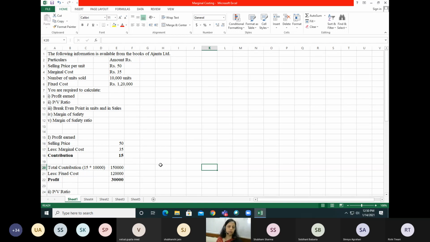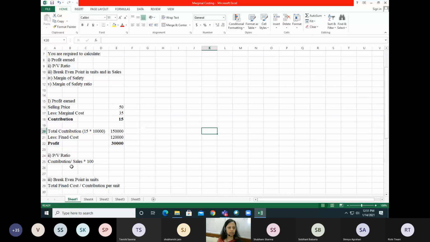Yes, ma'am. Now tell me the formula of PV ratio. Contribution upon sales. Correct. Contribution upon sales into 100. So here rupees 15 is contribution and 50 is the selling price. So 15 divided by 50 into 100. That will be 30%. 30% will be your PV ratio. Have you followed?